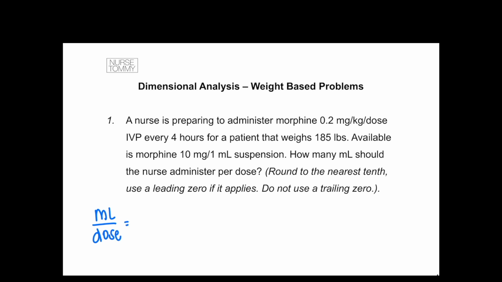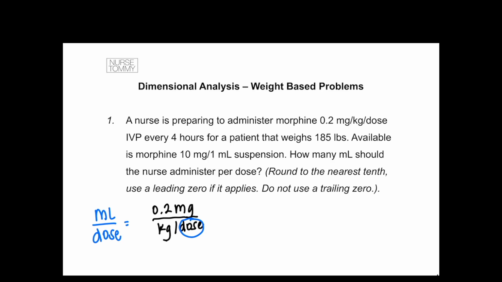Now that I have that, I'm going to list exactly what the order is. The order is for morphine 0.2 milligrams per kilogram per dose. So we begin by putting 0.2 milligrams over kilograms per dose on the bottom. Now I have dose on here, so we need to get from milligrams per kilogram to mLs. So let's start crossing some of the information out.